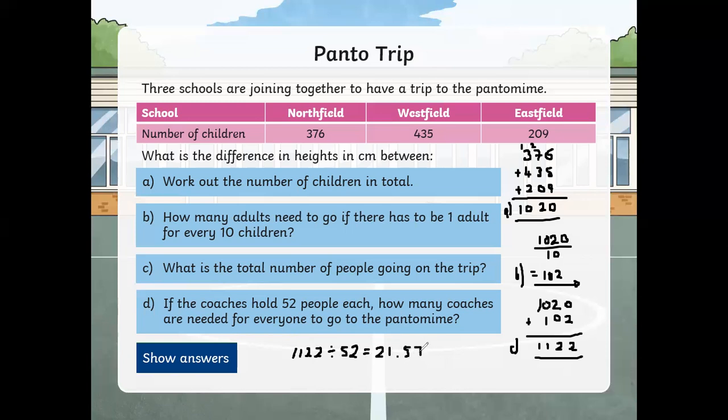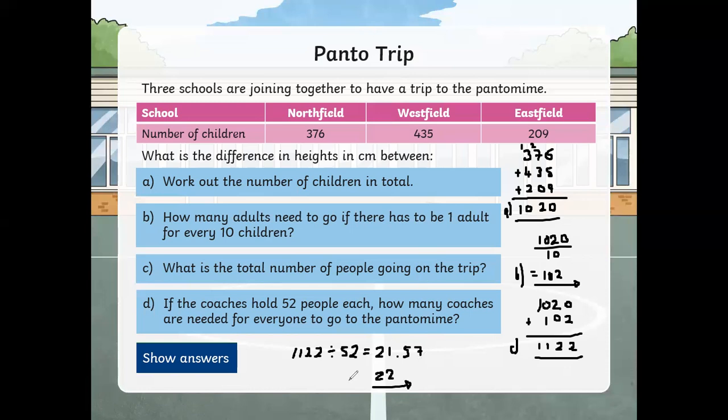21.57. But remember, this means that there's 21 full buses, and then it will fill another half bus. So you'll actually need 22 buses to take all the people to the pantomime, because you can't squish this 0.57, this slightly more than half the bus, into the other 21 buses. You have to get an extra bus for these people, otherwise they won't have seats on the bus.